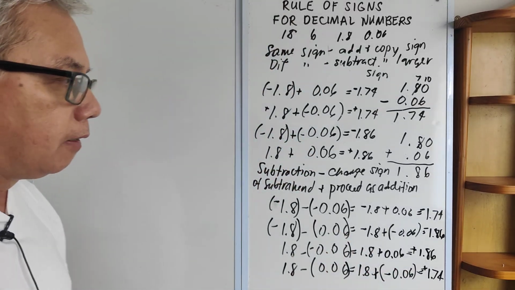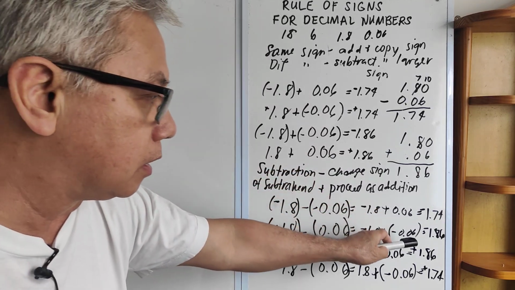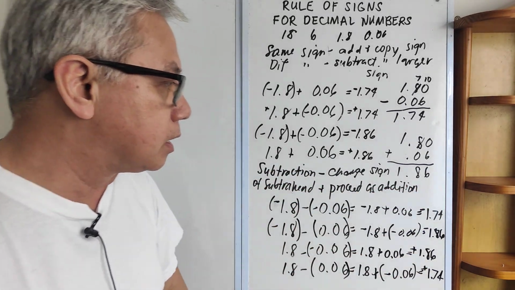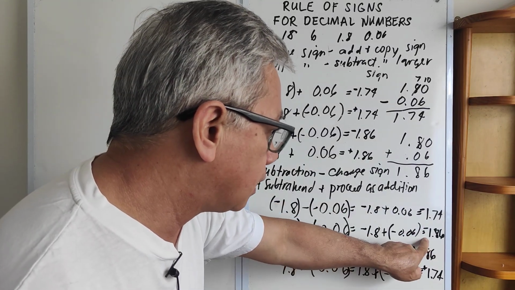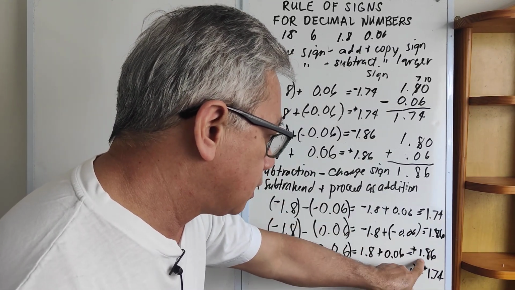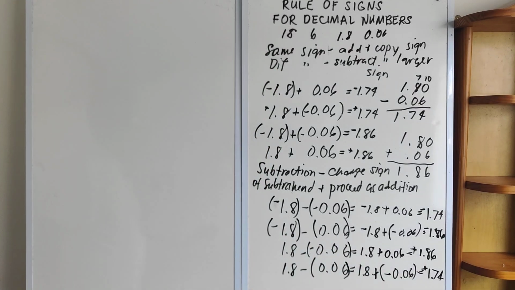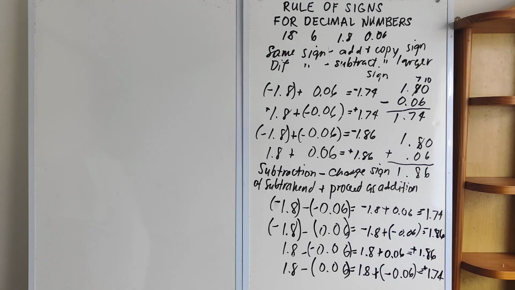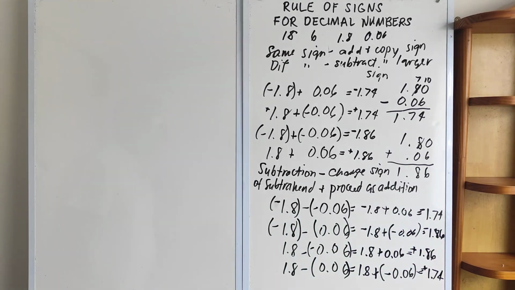Again, we check that there should be different answers for each case. So this is negative 1.74, this is negative 1.86, this is positive 1.86, this is positive 1.74. So there is no repetition of answers, so we're basically sure that it is correct.